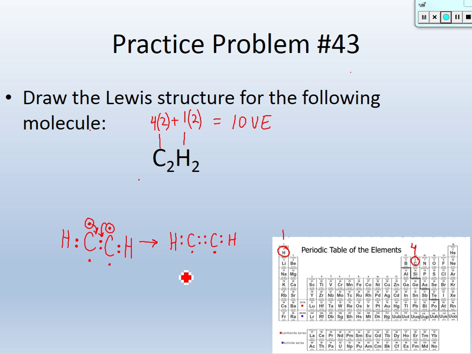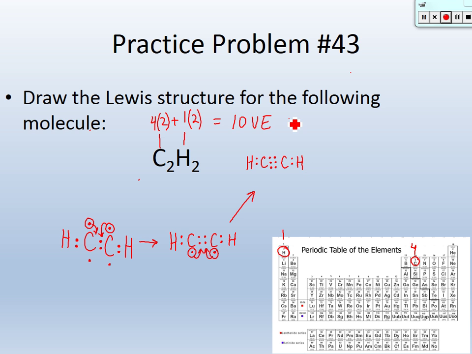So what can we do? Well, if it's still not obeying the octet rule, let's share these electrons between the carbons and see what happens. Okay, so if I redraw that, I'm going to draw it up here. So I've got my hydrogen, carbon. Now carbon, let's see if I can draw a little clearer, has 3 shared pairs between them now. And then there's another hydrogen on the right side.